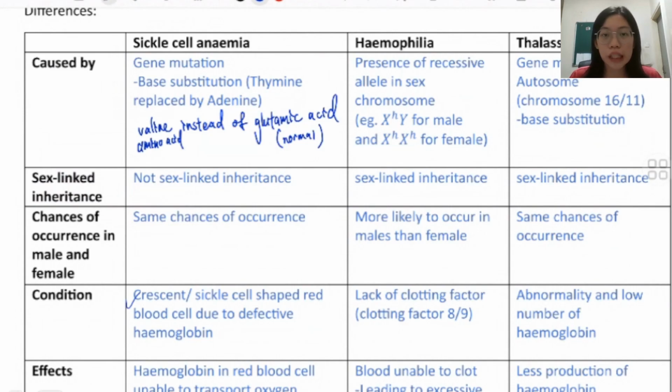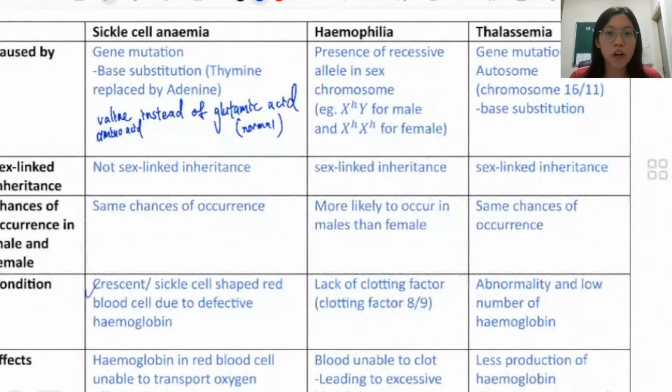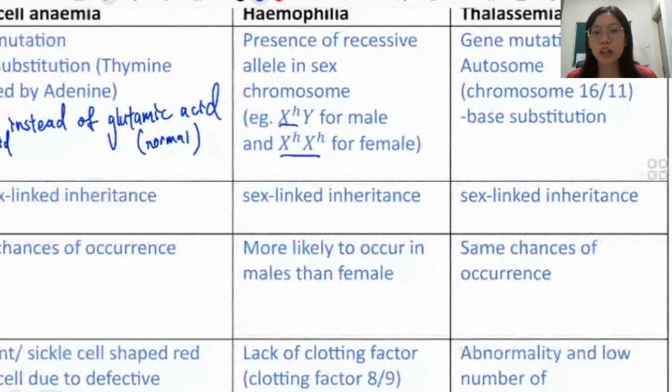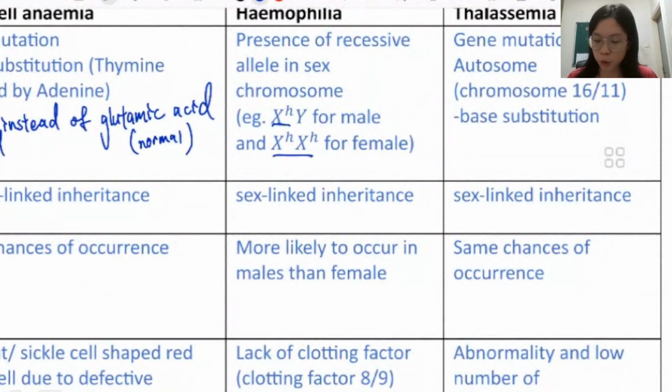What about hemophilia? It is because of the presence of a recessive allele. Remember what is dominant, what is recessive? A recessive allele always gets suppressed by the dominant allele when a dominant allele is present. But if there is no dominant allele to suppress the effect, the effect of the recessive allele will be shown. So it is the presence of a recessive allele in the sex chromosome. Most importantly, it is in the sex chromosome.